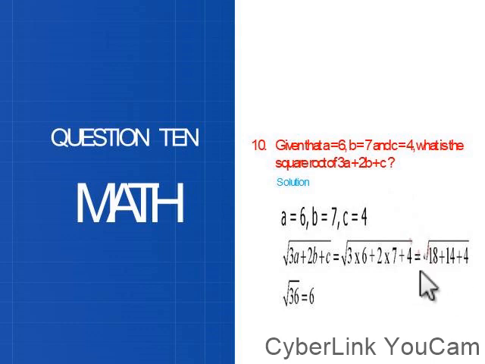So 14 plus 4 is 18. 18 plus 18 is 36. So the square root of 36 is what this question is asking us for. And the square root of 36 is 6.